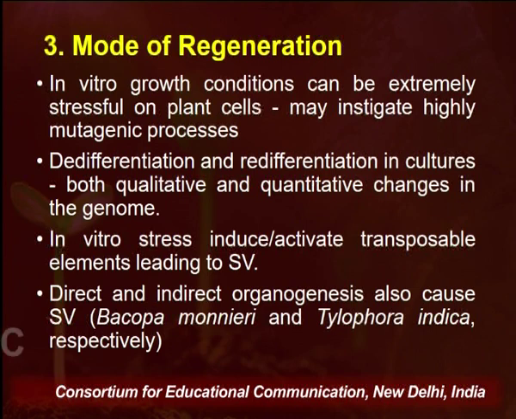Then in vitro stress induces or activates transposable elements, which also leads to somaclonal variations, because again these conditions put a lot of physiological stress onto the cells, which may activate those jumping genes in the plant, and we have already discussed that these jumping genes eventually lead to somaclonal variations.